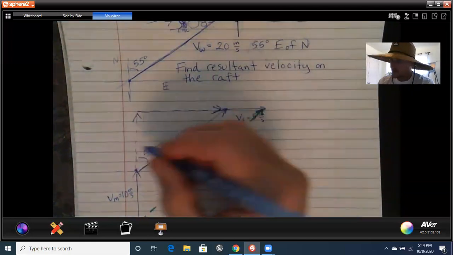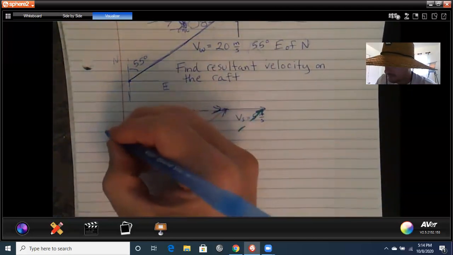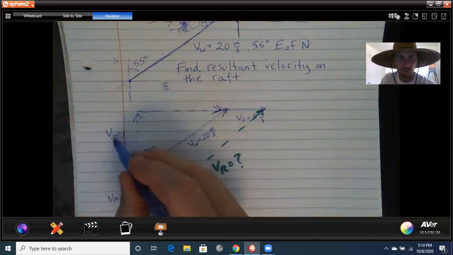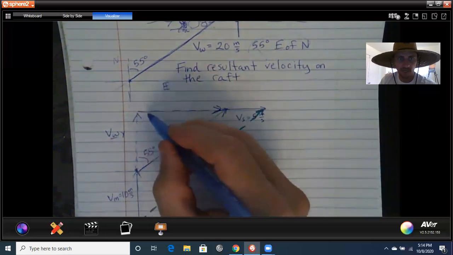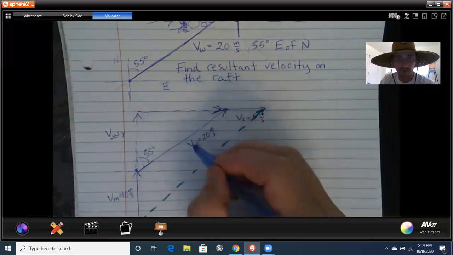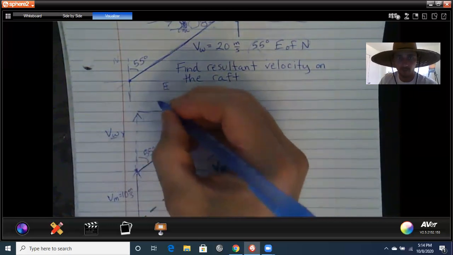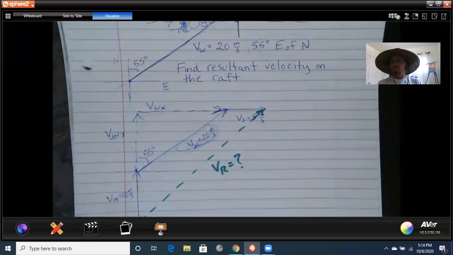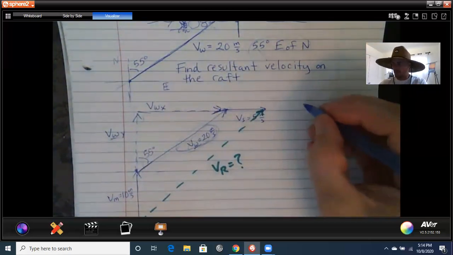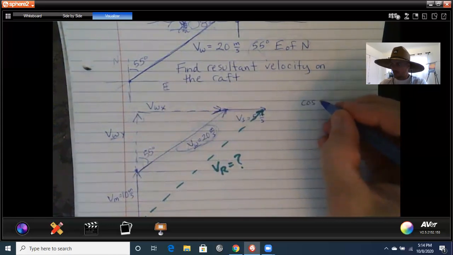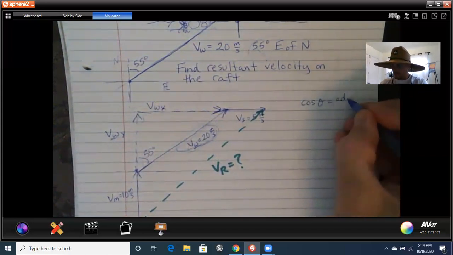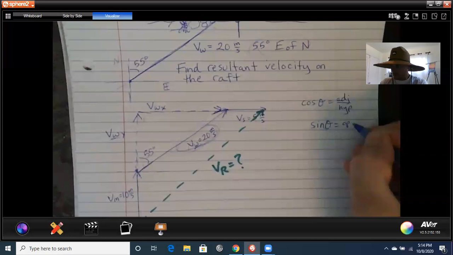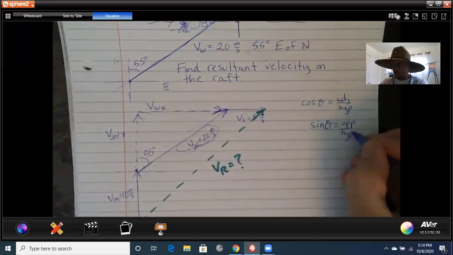Okay. Now this side is called what? This side is called VWY. It is the y piece of who? Of VW. Remember, this and this are pieces or components of VW. So VWY, and this would be VWX. What is VWY? Well, we have to go to our sine and cosine stuff. So I'm going to remind you over here on the side, the cosine of the angle is equal to adjacent over hypotenuse, and the sine of the angle is equal to opposite over hypotenuse. Just a quick reminder for you.